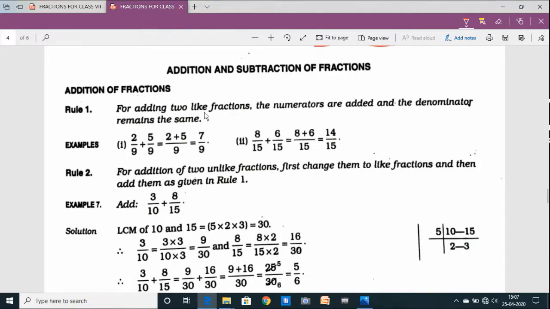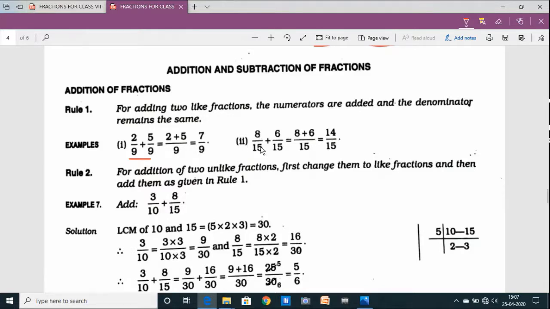For adding two like fractions, here both are like fractions, with 9 and 9 in the place of the denominator. Only the numerators are added: 2 plus 5 is equal to 7, and 9 remains the same.